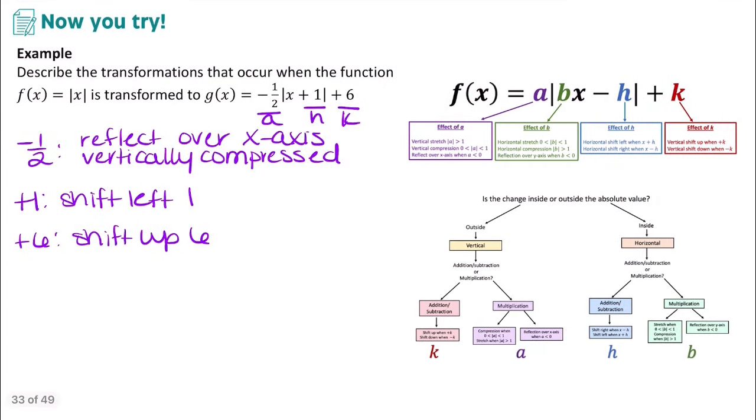Okay, so what changed here? We have a -1/2, a +1, and a +6. Okay, so the -1/2, as soon as you see the negative, that means it's been reflected over the x-axis. The absolute value of -1/2 is actually 1/2, right? And 1/2 is between 0 and 1, so we have a vertical compression. The +1, remember if we have an x plus h, it's going to be shifted left 1. And then we have a +6, and remember if we have a plus k, it's going to go up 6.